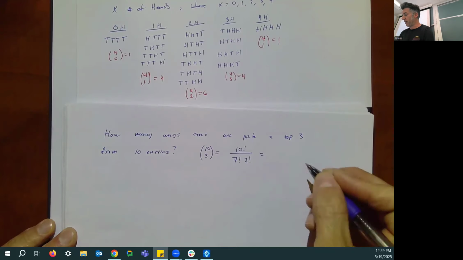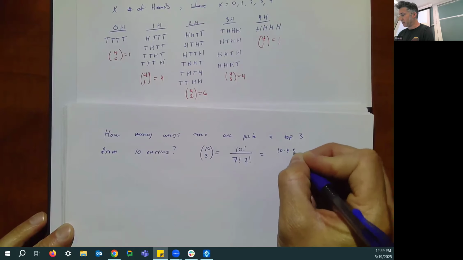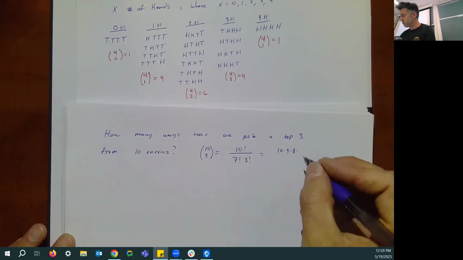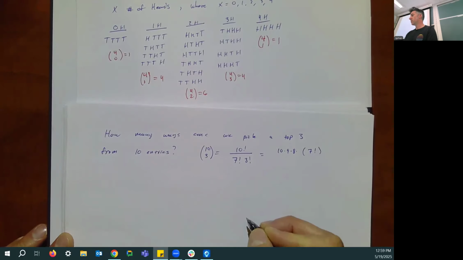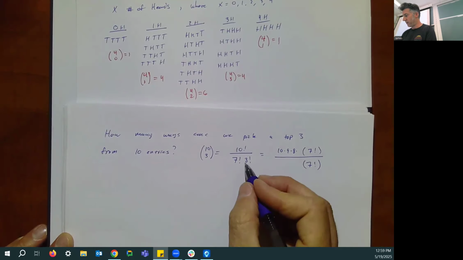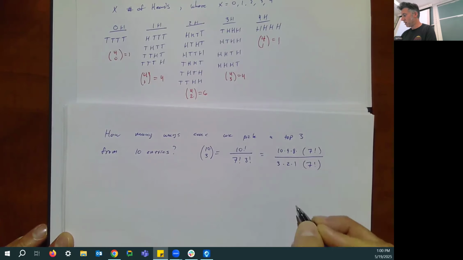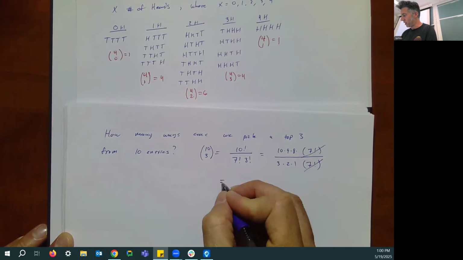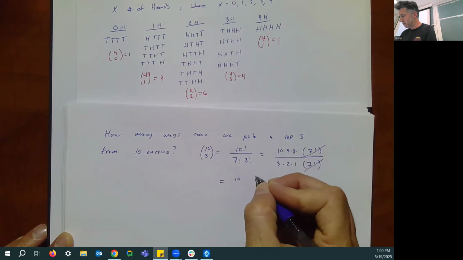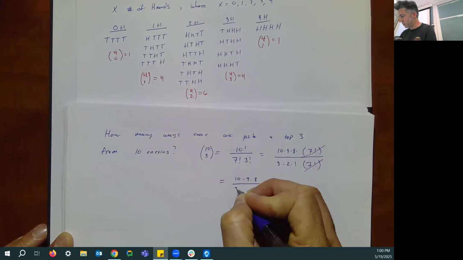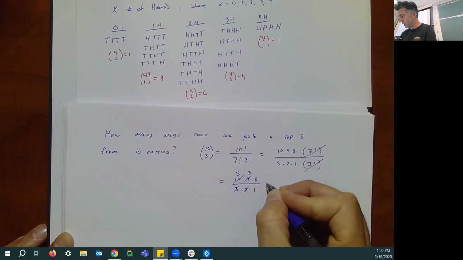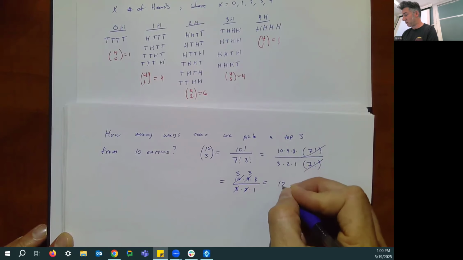And then I'm going to write this out as 10 times 9 times 8 times, I don't really want to write the rest. Instead of writing 7, 6, 5, 4, 3, 2, 1, I'm going to write 7 factorial. And on the bottom, I have my 7 factorial, which I'm writing second now, and 3 factorial is 3 times 2 times 1. Those get to cancel, so I'm left with 10 times 9 times 8 divided by 3 times 2 times 1. 10 over 2 is 5, 9 over 3 is 3, and I get 5 times 3 times 8, which is 120.